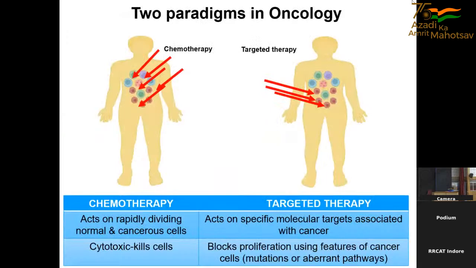Now when it comes to targeted treatment, there are two paradigms in oncology. One is chemotherapy and one is targeted therapy. Chemotherapy, as you know, kills all the cells. You don't differentiate between normal and cancer cells. While in targeted treatment, you use the specific molecular features of the cancer cell, and these molecular features could be mutations or dysregulated pathways which are specifically associated with cancer cells. Then you target those cells in the targeted treatment.